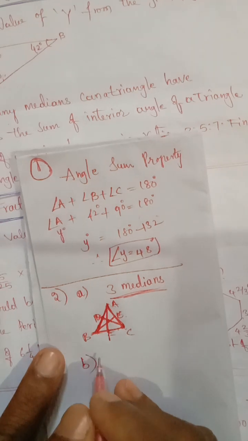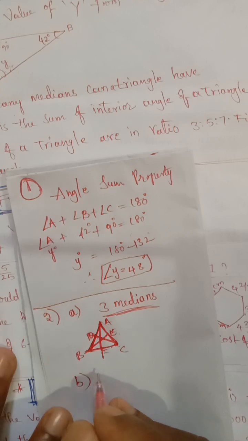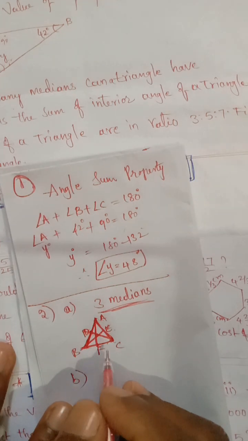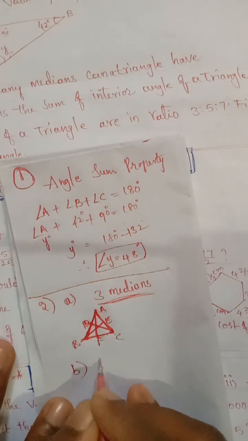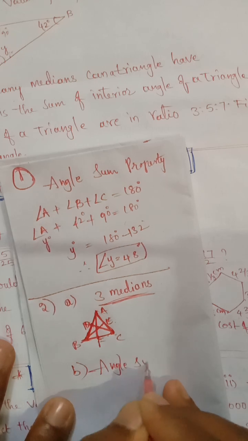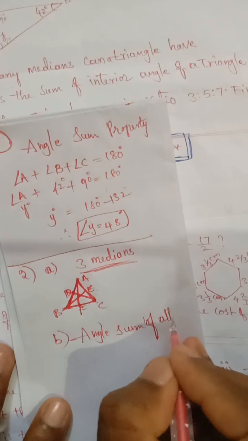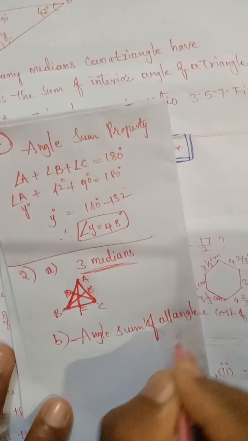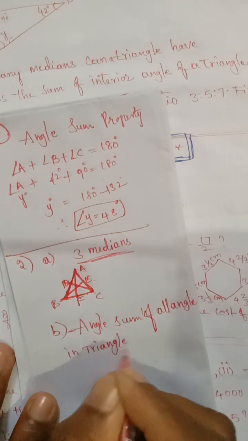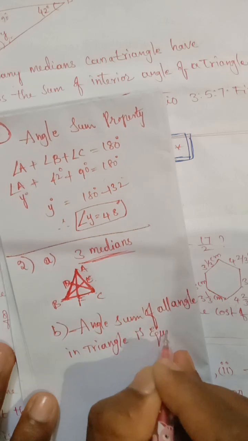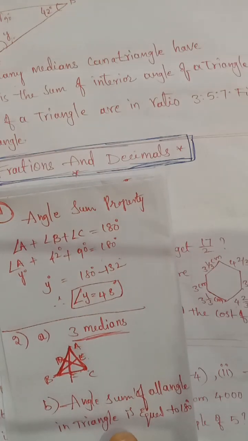Question number 2, part B. What is the sum of the interior angles of a triangle? By the angle sum property, the sum of all 3 angles in a triangle is equal to 180 degrees.